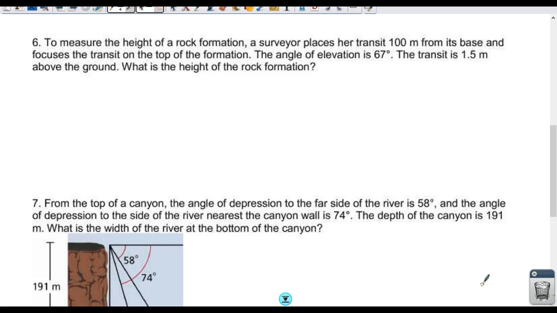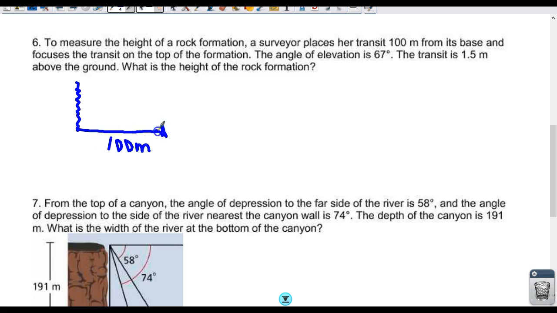Okay, so then let's talk about this rock formation. I could just have a group of rocks sitting on your table. But since I am focusing it to the top of the formation at an angle of 67, do you think this is a small, tiny thing sitting on your table, or a ginormous thing outside? A ginormous thing outside, right? So I have no idea what it looks like, so I'm going to say this thing is my rock formation, whatever it is. The surveyor places this thing 100 meters from the base. The base is the bottom here, right? So I've got 100 meters away.